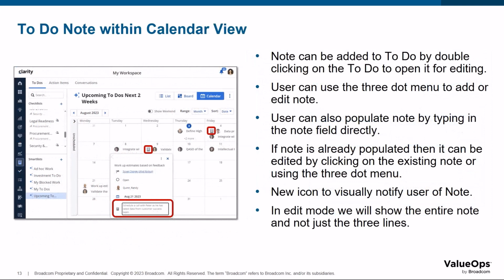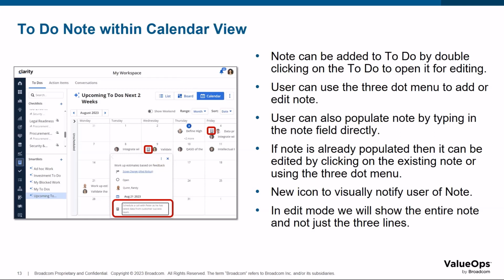The to-do note within the calendar view is also available. The note can be added to the to-do by double-clicking on the to-do to open it for editing. The user can use the three-dot menu to add or edit the note. So as in this example, I can go to any of my to-dos, I can double click on it, which will open up the to-do for editing, and then I will have this new field for note, which I can then click on to start adding a note, or if there is a note that already exists, I can edit that note, or I can use the three-dot menu to do the same to add or edit the note.